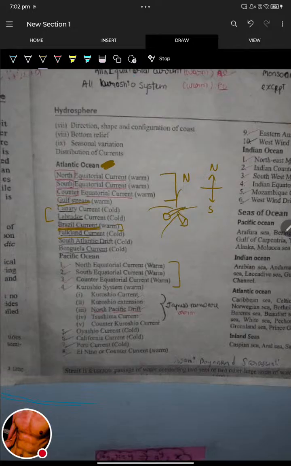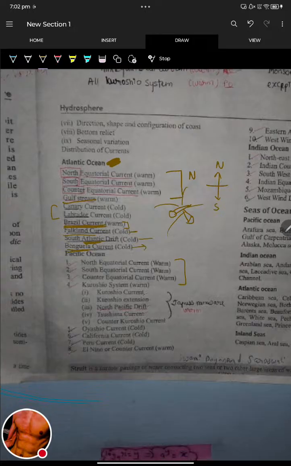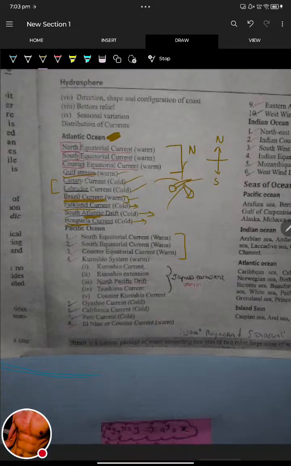Now Falkland is cold. South Atlantic, wherever it is Atlantic there, they would be cold. Now Benguela, I have never heard it, so I would say it is cold. Whatever I have not heard, I would say cold. That's also a trick of mine. So South Atlantic is cold, Falkland is cold, Brazil is hot, Labrador is cold, Canary is cold, Gulf Stream is hot.